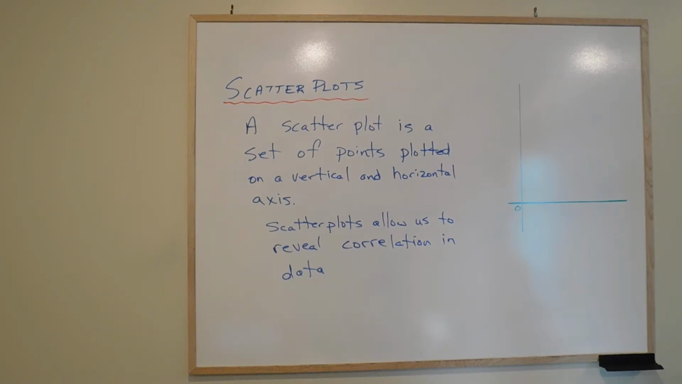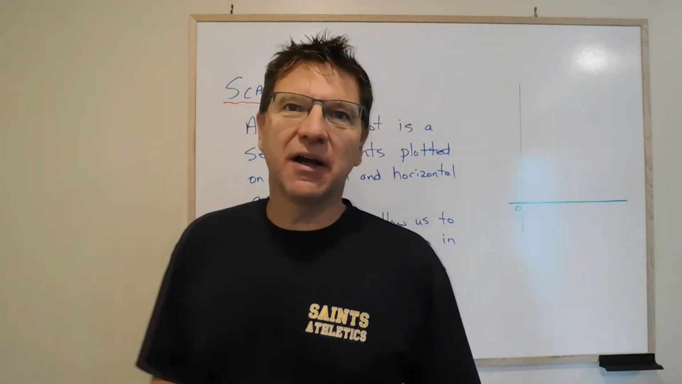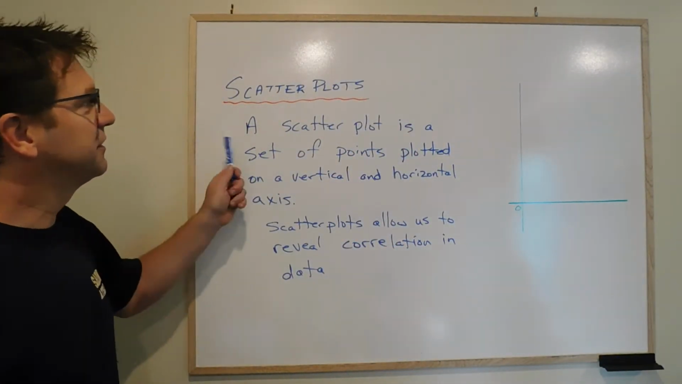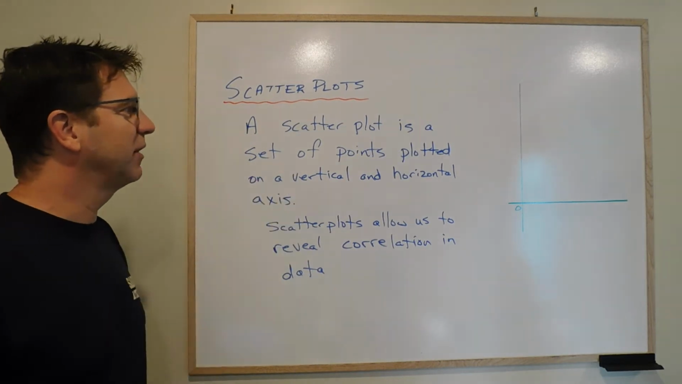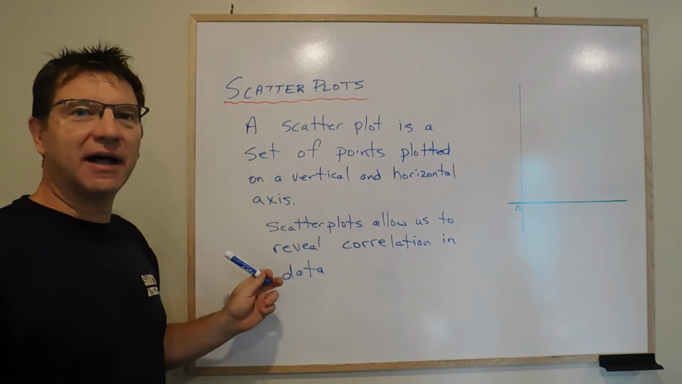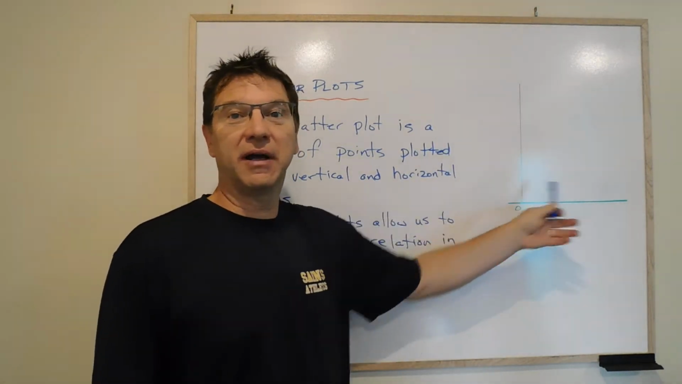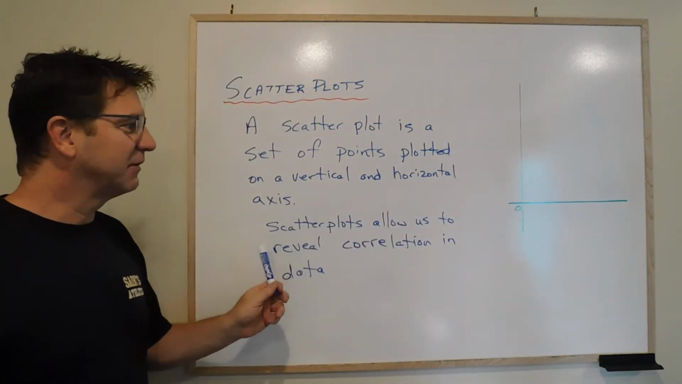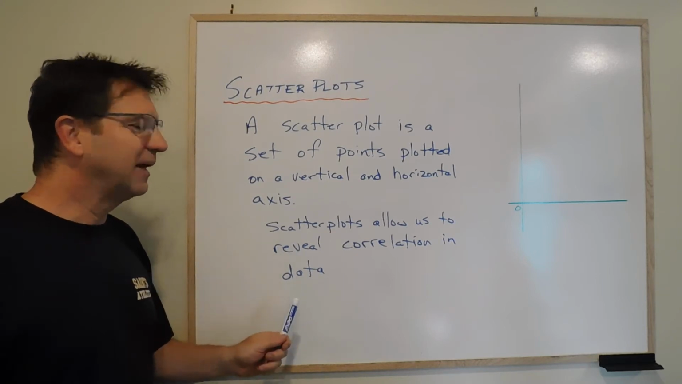So here we're going to look at what are scatter plots. We're getting into some statistical stuff here, getting away from purely drawing graphs of lines. A scatter plot is a set of plotted points on a vertical and horizontal axis, right? Our Cartesian plane is a vertical and horizontal axis, right? Scatter plots allow us to reveal correlation in data.